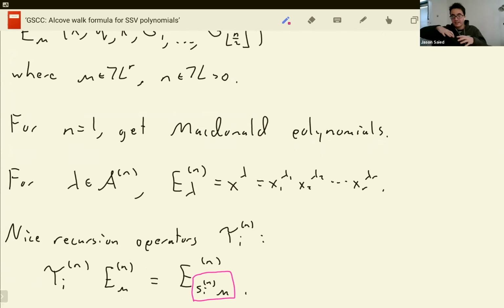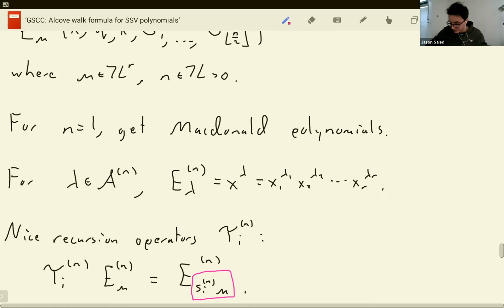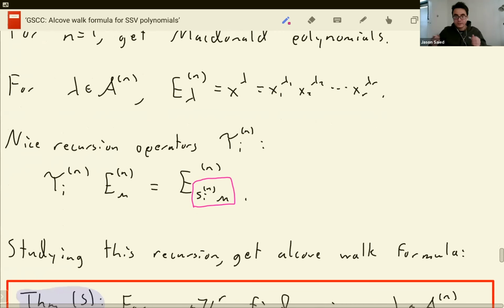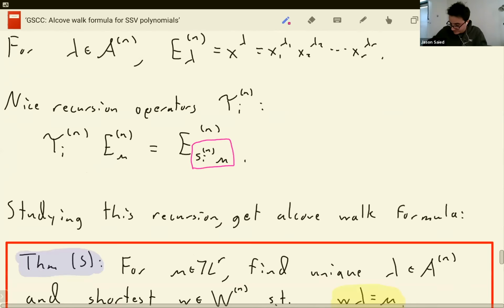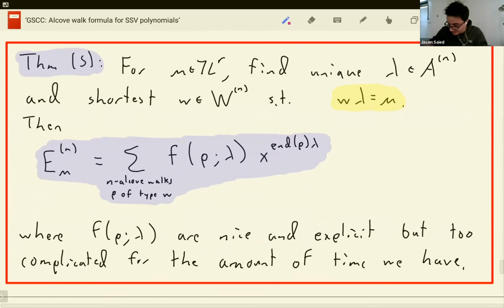So because an is a fundamental domain for the action on all the alcoves, you can actually get all SSV polynomials using this recursion. So then what I did was explicitly solve this recursion, following what Ram and Yip did in the case of Mcdonald polynomials. And we get the following formula.